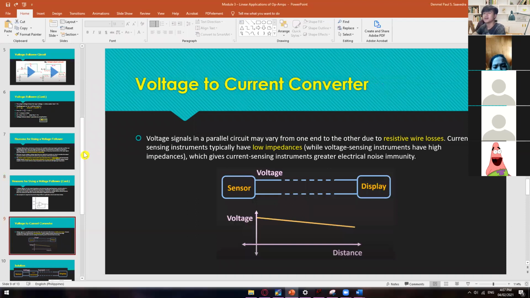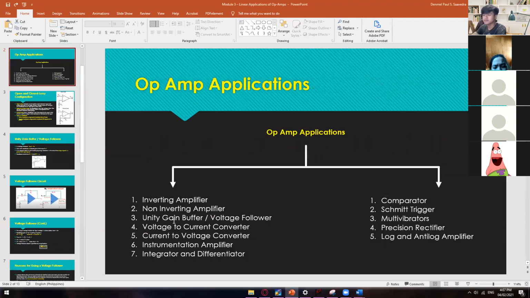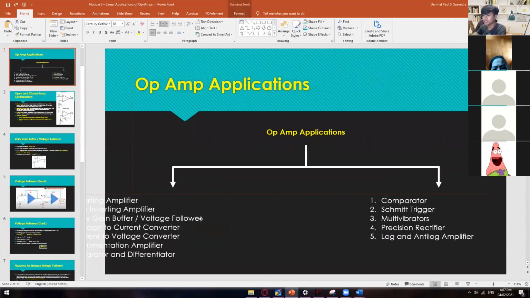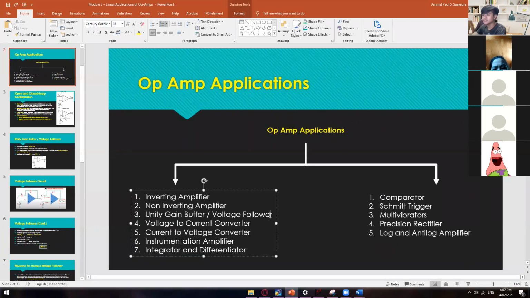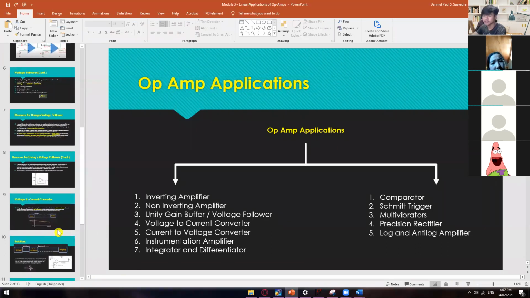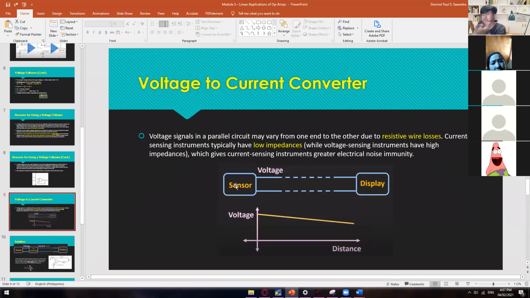So after the unity gain buffer or the voltage follower, we have here the voltage to current converter. What is this voltage to current converter? As its name implies, it converts the voltage source into a current source. So why do we do this?